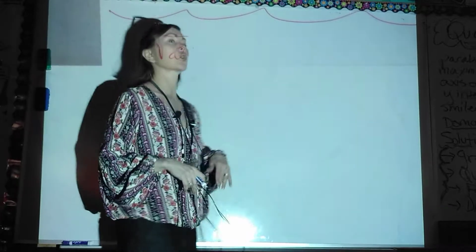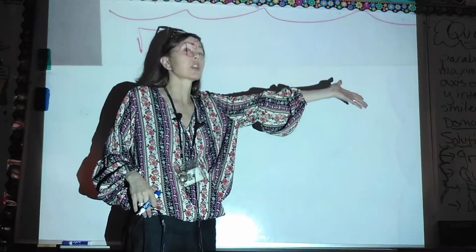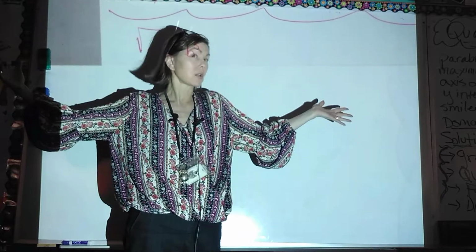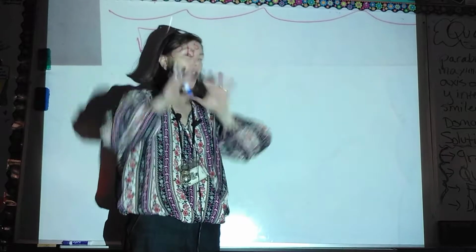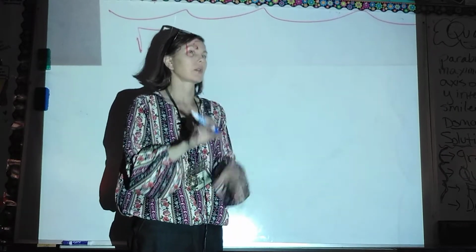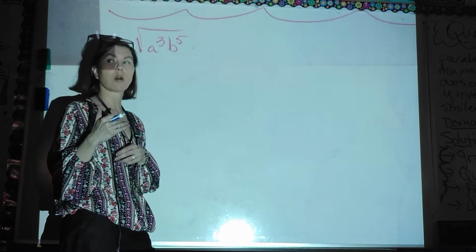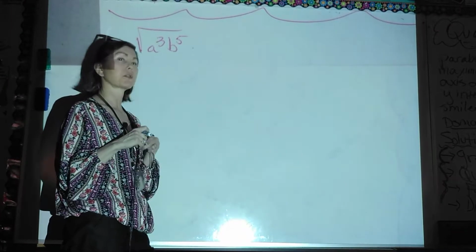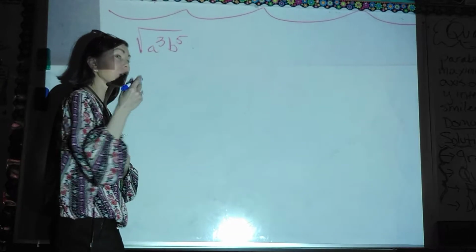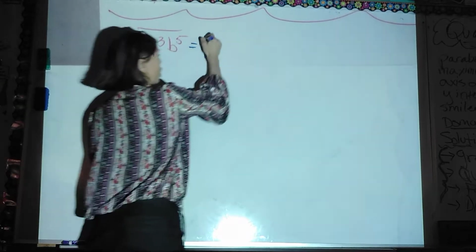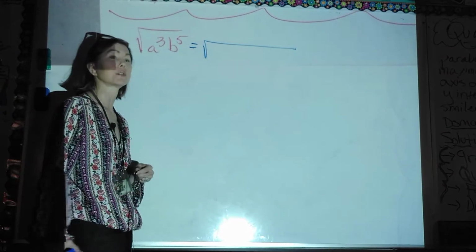So now you guys, we're going to take the numbers and the variables and put them together all under the same radical. Okay? So you have a to the third, b to the fifth, which we know both of these are not perfect squares. So we're going to have to break both of them down. So everyone draw your equals and draw the roof. It's going to be a long roof.